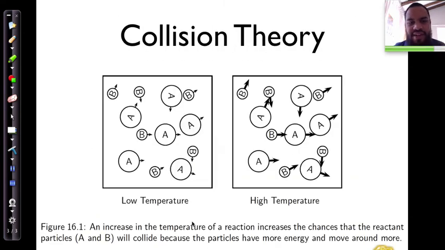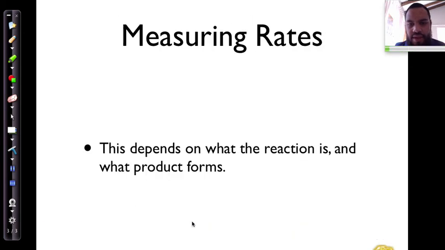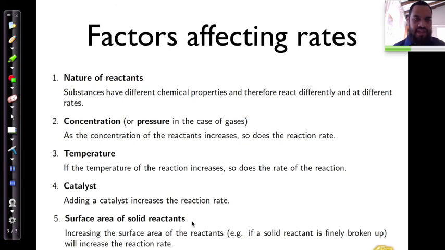Now, I don't have an animation for you right now, but on our online course, we do have animations from other providers that you can definitely watch, that I think will add to this playlist as well. Let's talk about the surface area of solid reactants. Now, in South Africa, we've got a very famous headache tablet. Really, it's a headache powder.